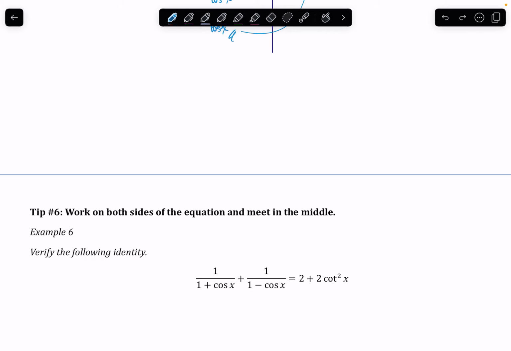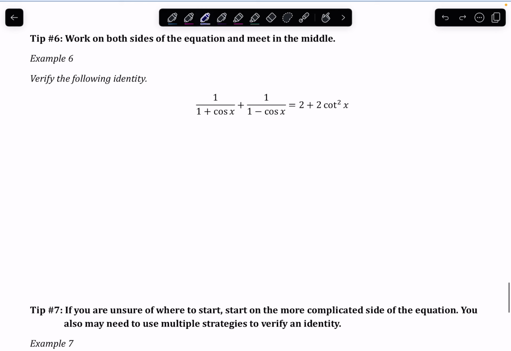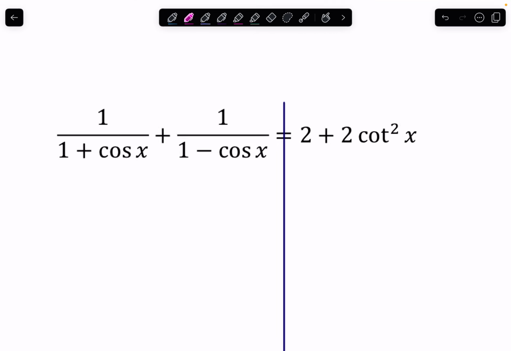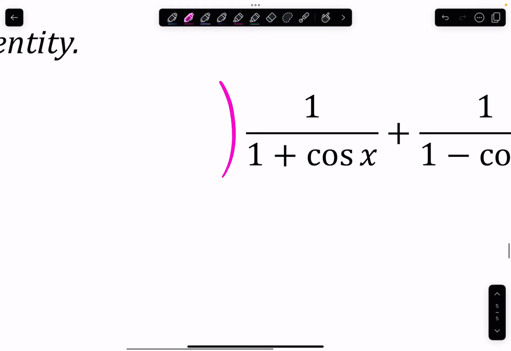All right, tip 6, work on both sides and meet in the middle. So sometimes it's hard to figure out exactly how to approach it if you're dead set on staying only on the left or only on the right. There's absolutely nothing wrong with doing a combination. So if I'm looking at this, first thing I would probably do is, let's stay on the left side. Let's go ahead and get a common denominator. So I'm going to squeeze 1 plus cosine x in here. And then same thing here, I'm going to squeeze in 1 minus cosine x.